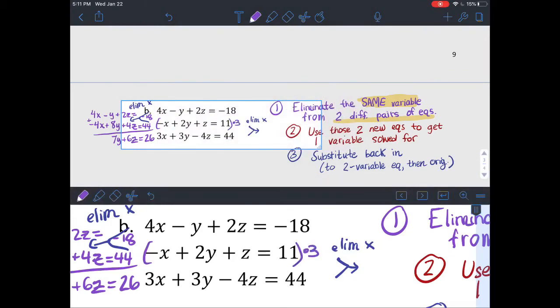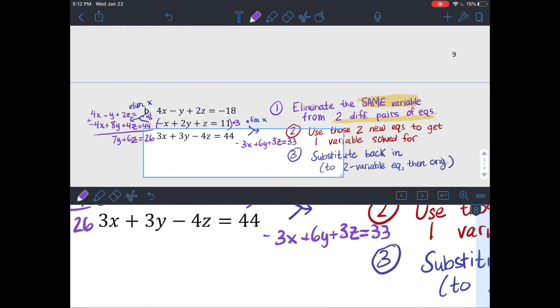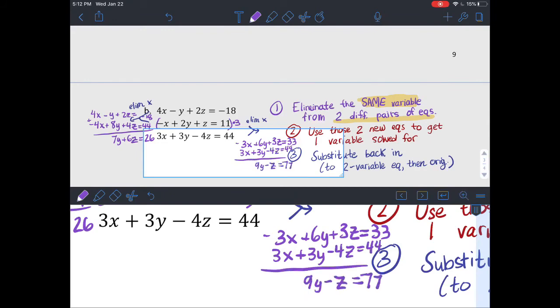So I'm going to do that. New equation, jot it down here. Again, it's key that you eliminate the same variable from 2 different pairs. Don't eliminate x from one and y from the other. Same variable. So if I add those together, sorry, my work's kind of squished and messy here, you'll end up with 9y minus z equals 77.